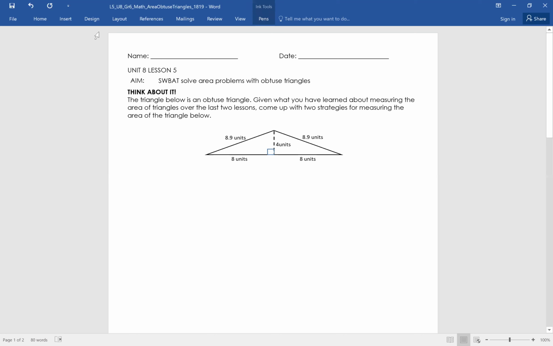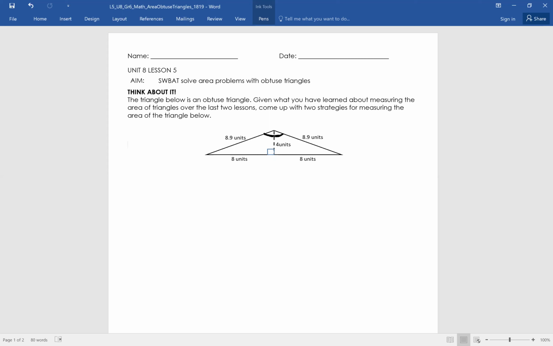So, we noticed that acute triangles had angles that were less than 90 degrees. This one has an angle that's greater than 90 degrees, okay? You can also look that up on Khan Academy or mathisfun.com so you can figure out the difference between those three types of triangles.